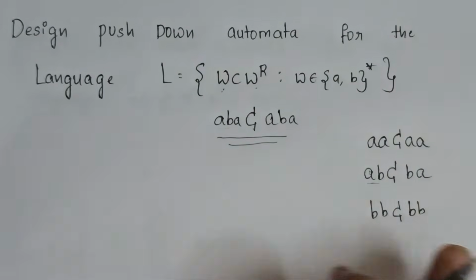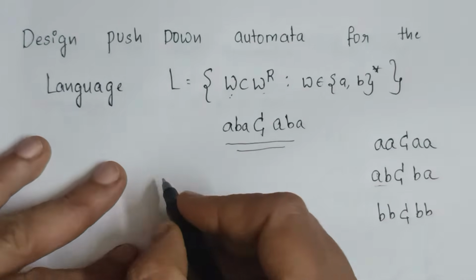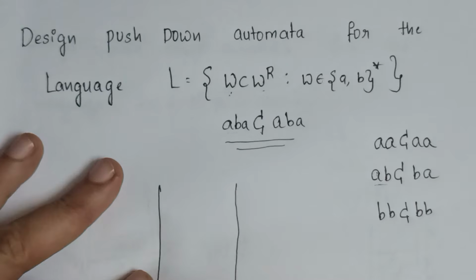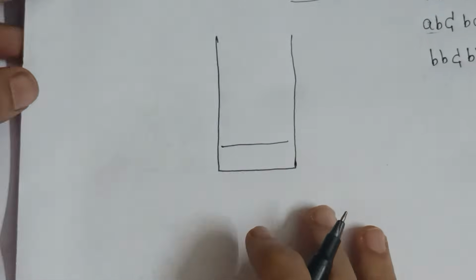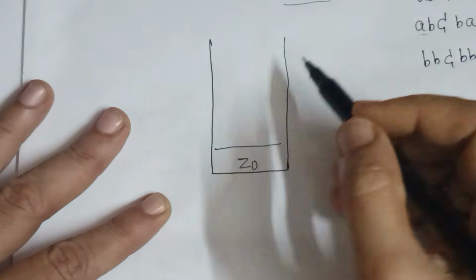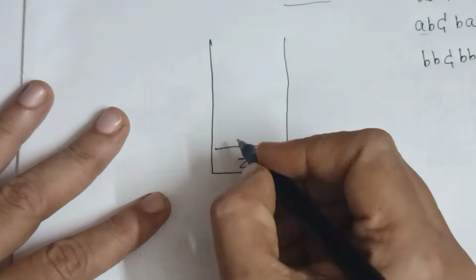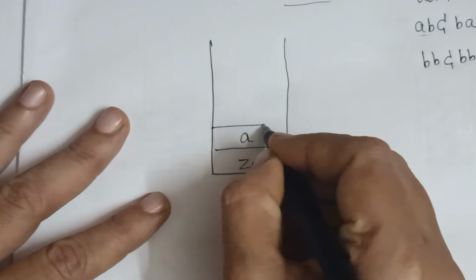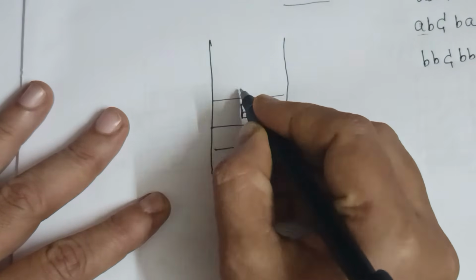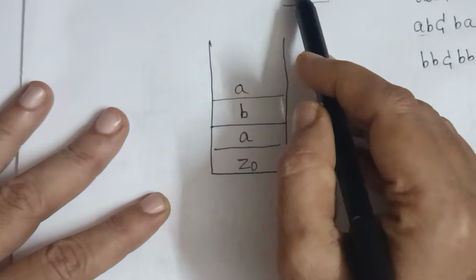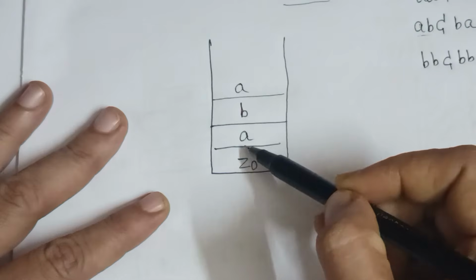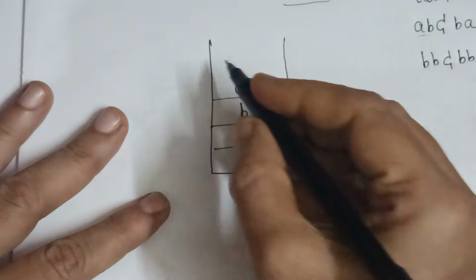Let me show you how the pushdown automaton works for this type of string. We will consider the string ABA. Initially Z0 will be the top of the stack, so I will write Z0. What is the first symbol? A, so I push A. Next symbol B, I push. Next symbol A. Whatever symbols we have in W, all of them should be pushed into the stack. So A, B, A are pushed.